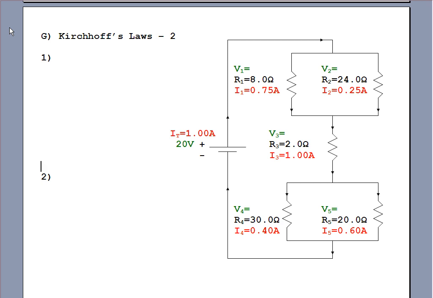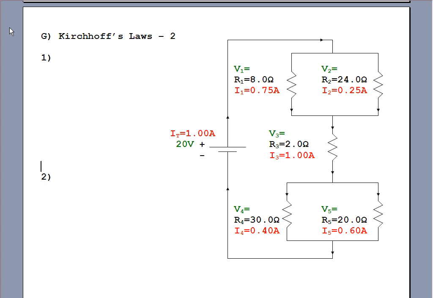Current through, that's how we would say it, through resistor 1 is 0.75 amps. Current through resistor 2 is 0.25 amps. The current through resistor 3 is 1 amp, and then the current through resistor 4 is 0.4 amps, and the current through resistor 5 is 0.6 amps, or what some people might call 600 milliamps.